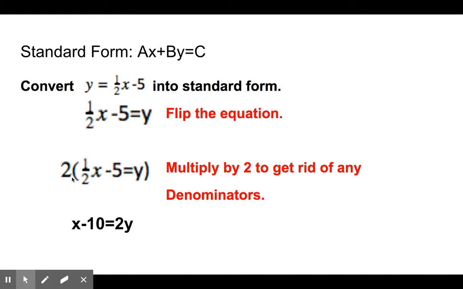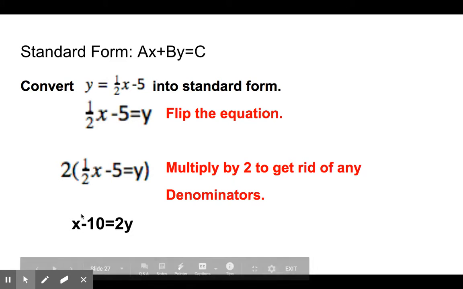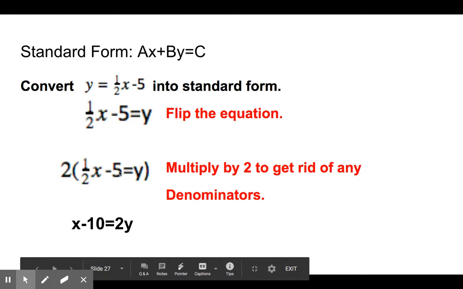Okay, and we want everything to be integers in this. So we're going to take the 1/2 and multiply it by 2. We actually multiply everything by 2. The 2 times the -5 gives us -10. I should have said the 2 times the 1/2 x just gives us x, and 2 times y gives us 2y. So now we have all integer coefficients.